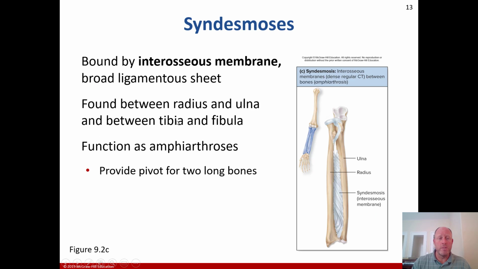And lastly, our syndesmoses. They are bound by an interosseous membrane. You see this not just here at the radius and the ulna, but also at the tibia and the fibula as well. And they function as amphiarthroses, where they provide a pivot for two long bones. You don't get nearly as much mobility from the tibia and fibula as you do from the radioulnar joint because of the way the radius and the ulna meet at the humerus. And that's why you can actually get some added motion, let alone its connection at the wrist.